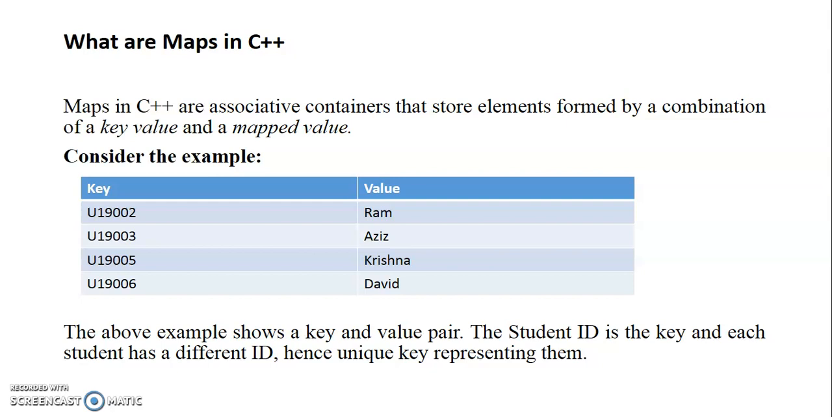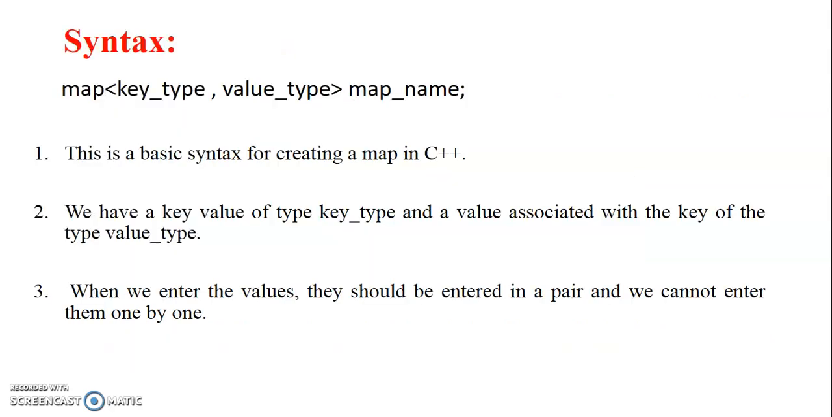One key value cannot have two mapped values. For two values, you cannot have the same key value. Key values should be different. So this is how maps work, and this is what maps are in C++.